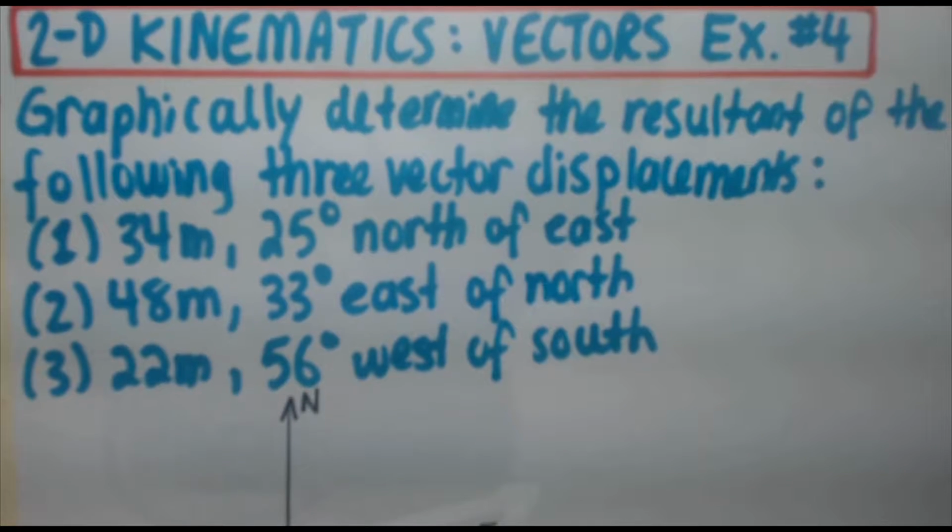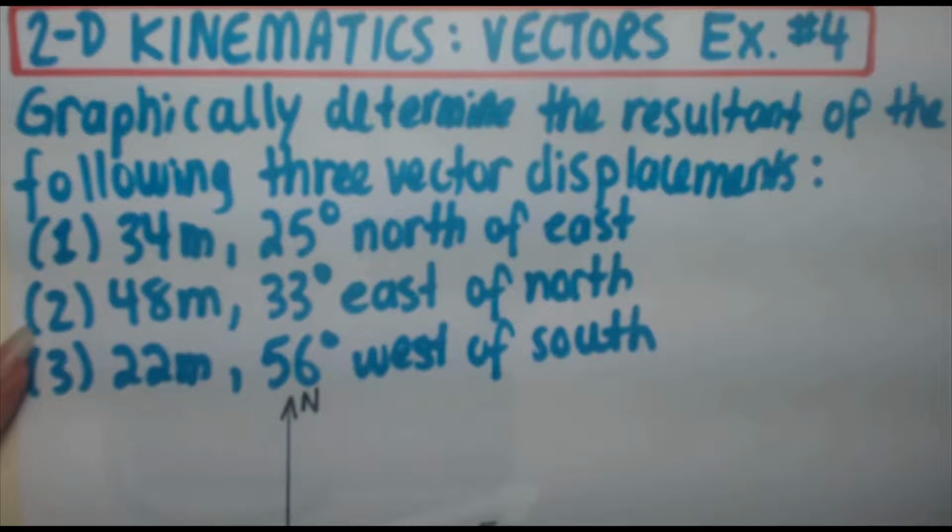Hey everybody, welcome to another Physics in the Flesh video, example 4 for vectors in two-dimensional kinematics. Graphically determine the resultant of the following three vector displacements: 1, 34 meters 25 degrees north of east; 2, 48 meters 33 degrees east of north; and 3, 22 meters 56 degrees west of south.